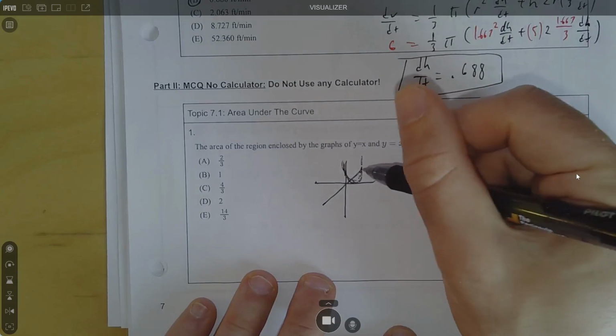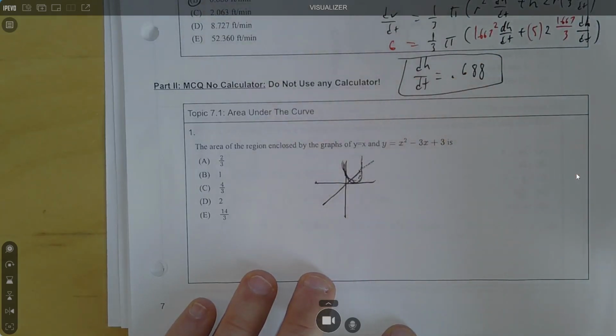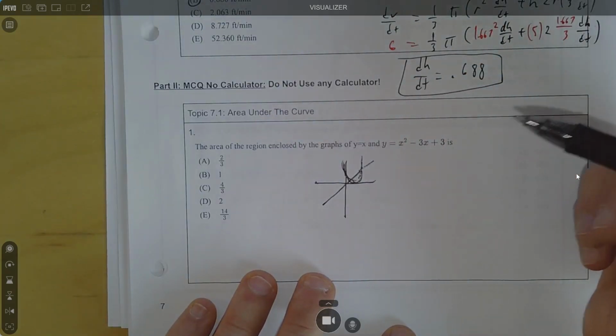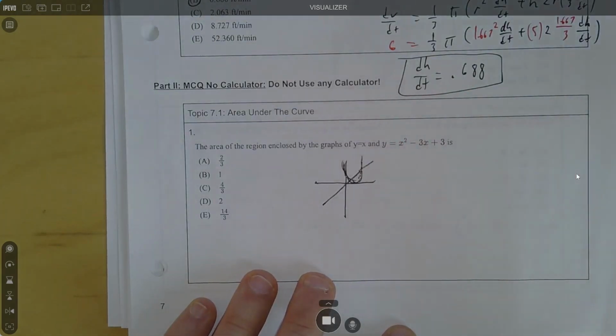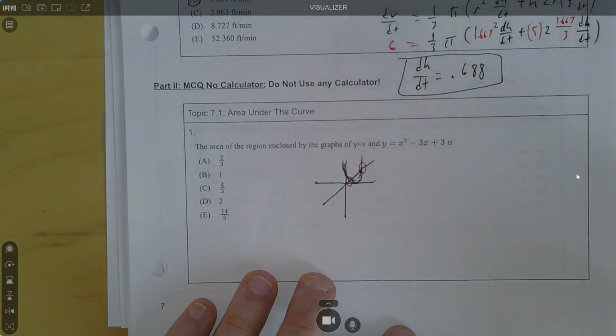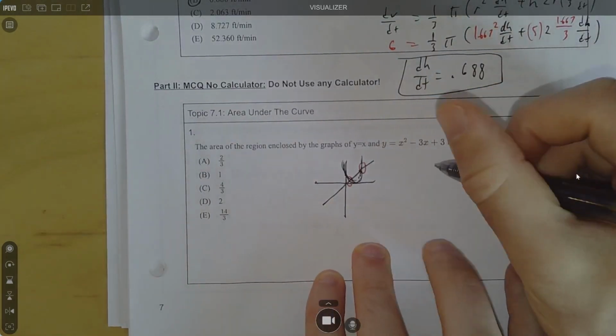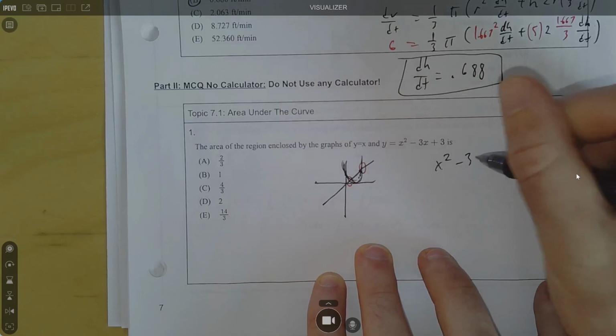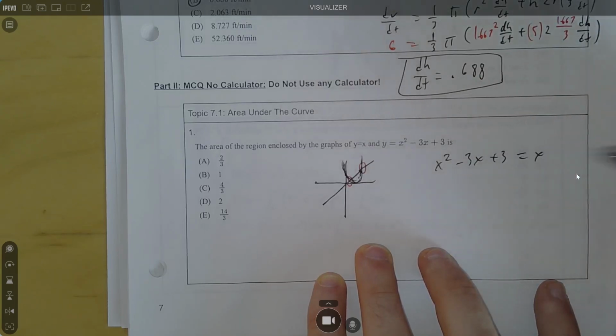And if you didn't know, that's okay. You don't have to know what this looks like to answer this problem. But what you do need to figure out is what these intersection points are, here and here. You need to find those in order to answer this problem. So we have to do x squared minus 3x plus 3 equals x. You have to do that.